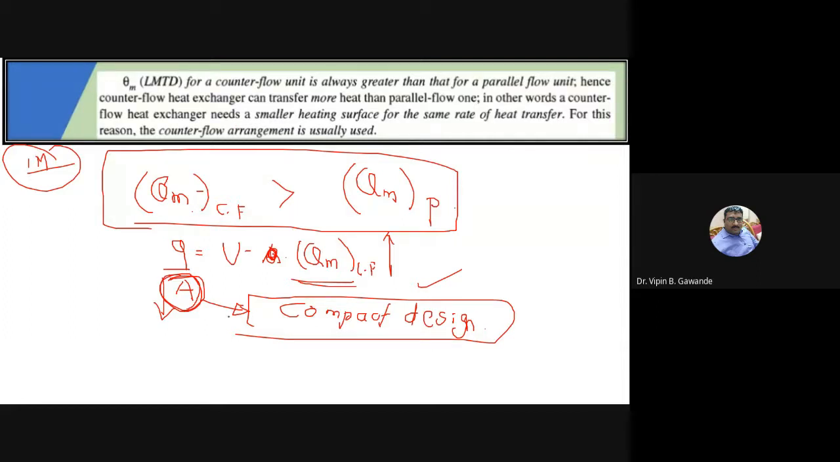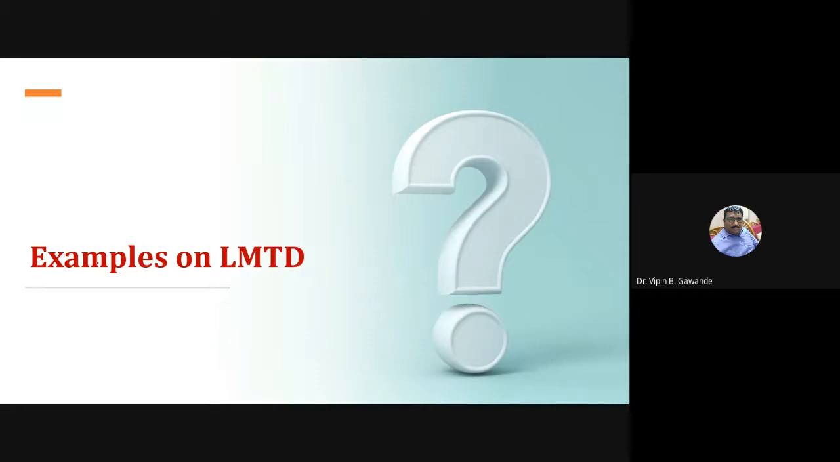And lesser area means what? The design for the counterflow heat exchanger is a compact design. Everyone wants a compact design for the heat exchanger. So that's why counterflow heat exchangers are generally used as compared to the parallel flow heat exchanger. Okay, so that is the meaning of this statement. I hope you understand all the types of heat exchangers and the formulas.